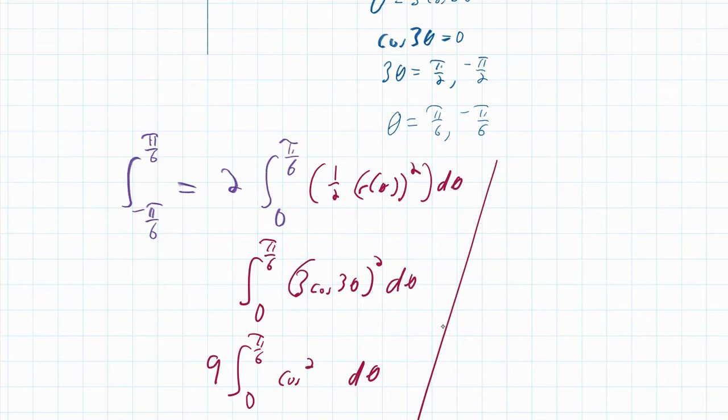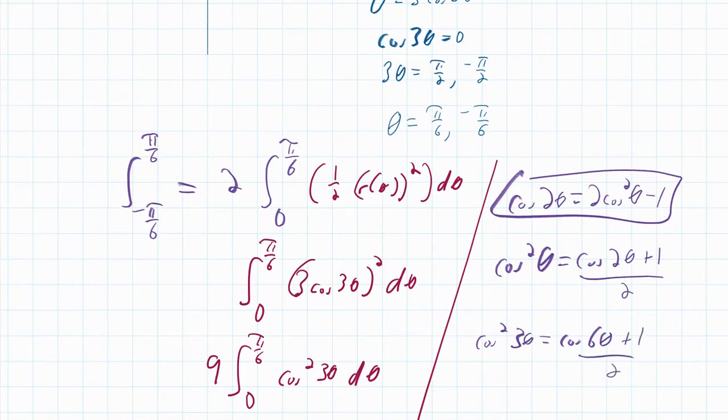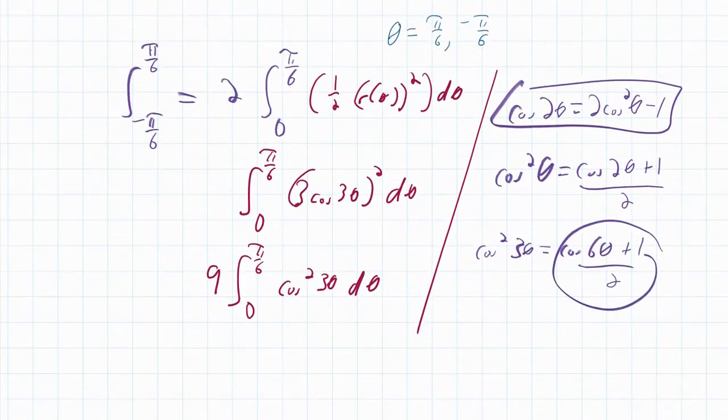You need to know the integral of cosine squared, and you need to know it in the sense of a substitution. We know that the cosine of 2 theta is equal to 2 times the cosine squared theta minus 1. This is one of those must-know cold facts. So if I solve this, I get the cosine squared of theta is equal to the cosine of 2 theta plus 1 over 2. So then the cosine squared of 3 theta should be equal to the cosine of 6 theta plus 1 over 2. That's the substitution we're going to make right here.